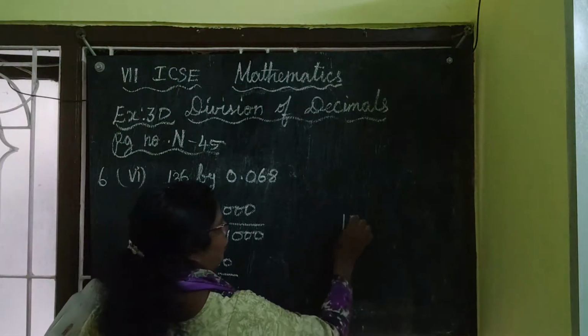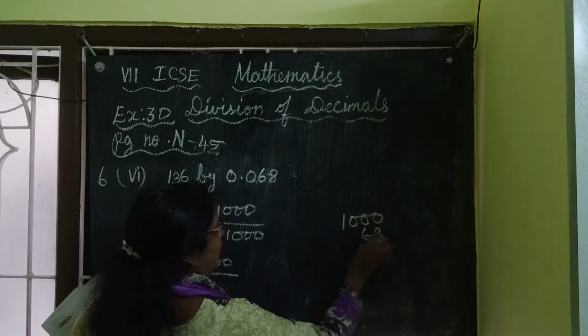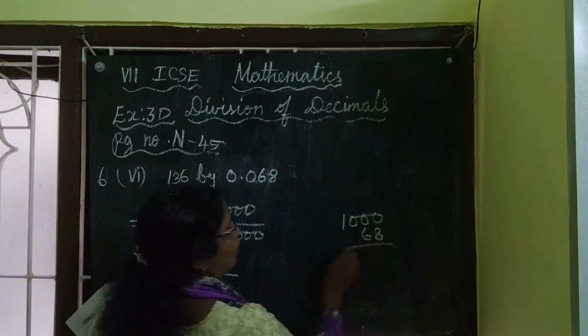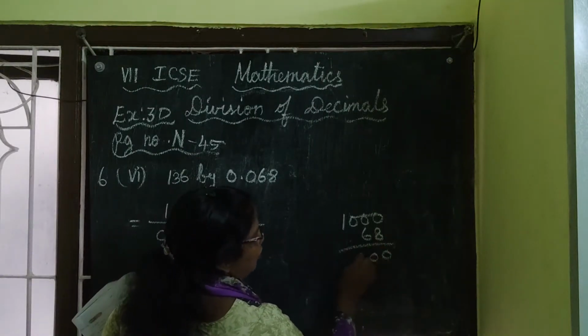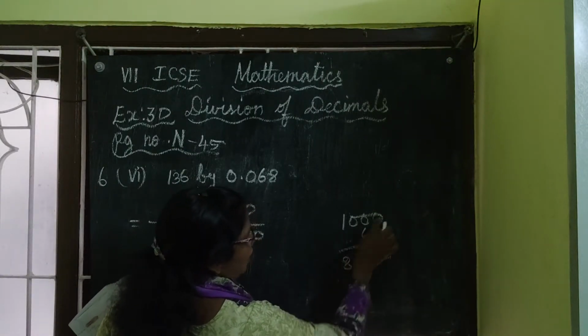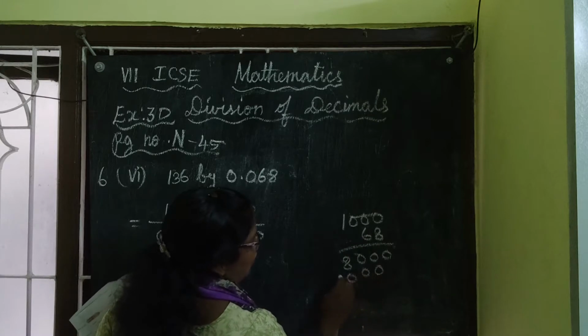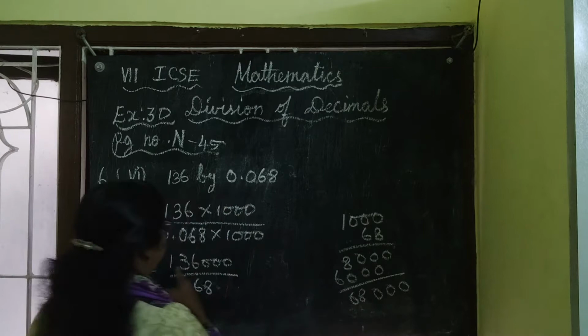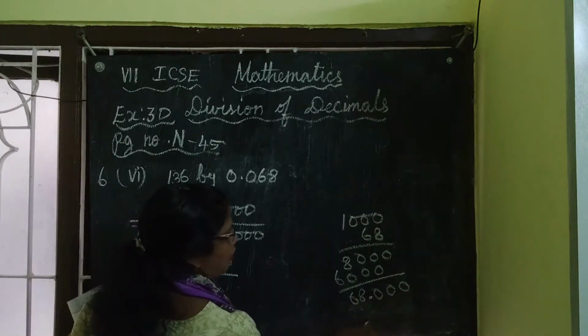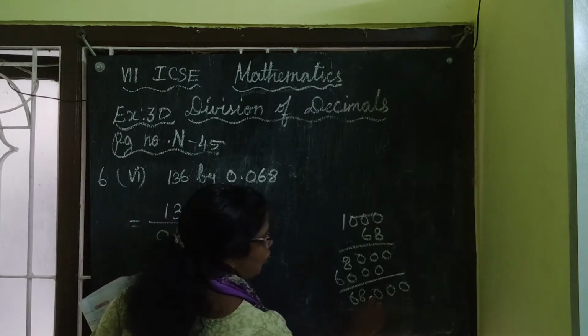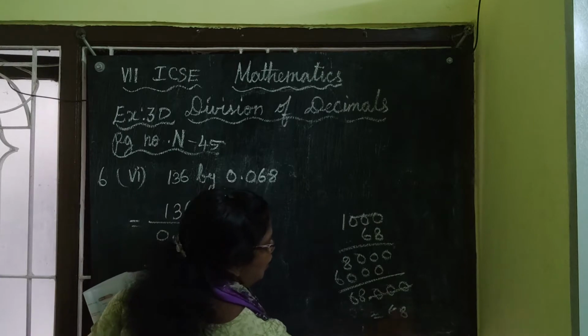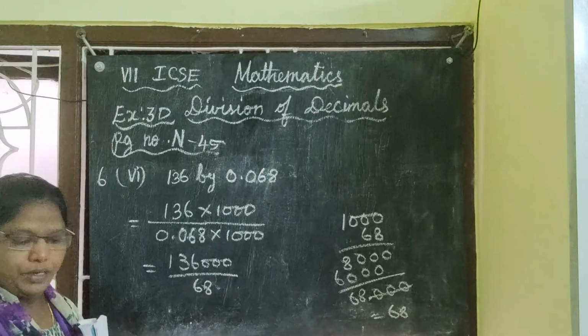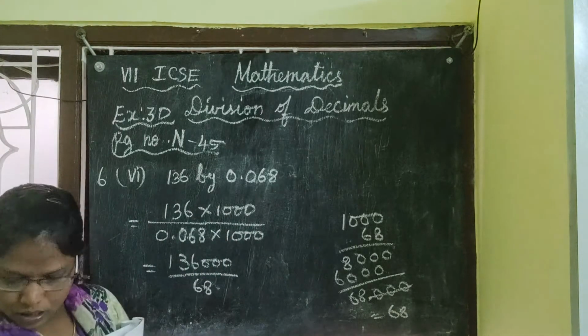I will multiply and show this. 1000 is divided by 68. Only take the number. So 0, 0, 0, 8 ones are 8, 0, 0, 0, 1 6 are 6, 0, 0, 0, 8, 6. We have 3 decimals. So after 3 zeros keep the point. After the decimal if 0 comes it has no value. So only 68. Like this only you should compare and do all the sums.